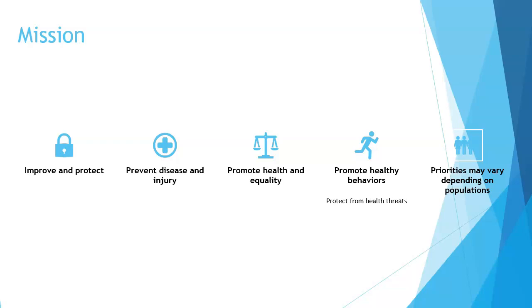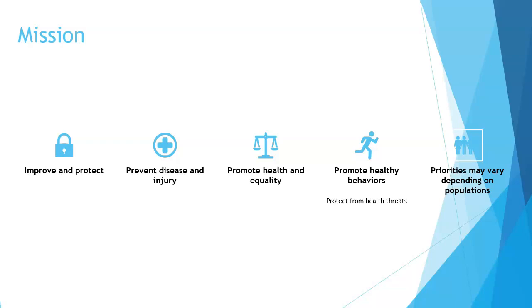Overall, public health aims to improve and protect the health of populations, prevent disease and injury, and promote health equity by addressing underlying social, economic, and environmental factors that influence health outcomes.